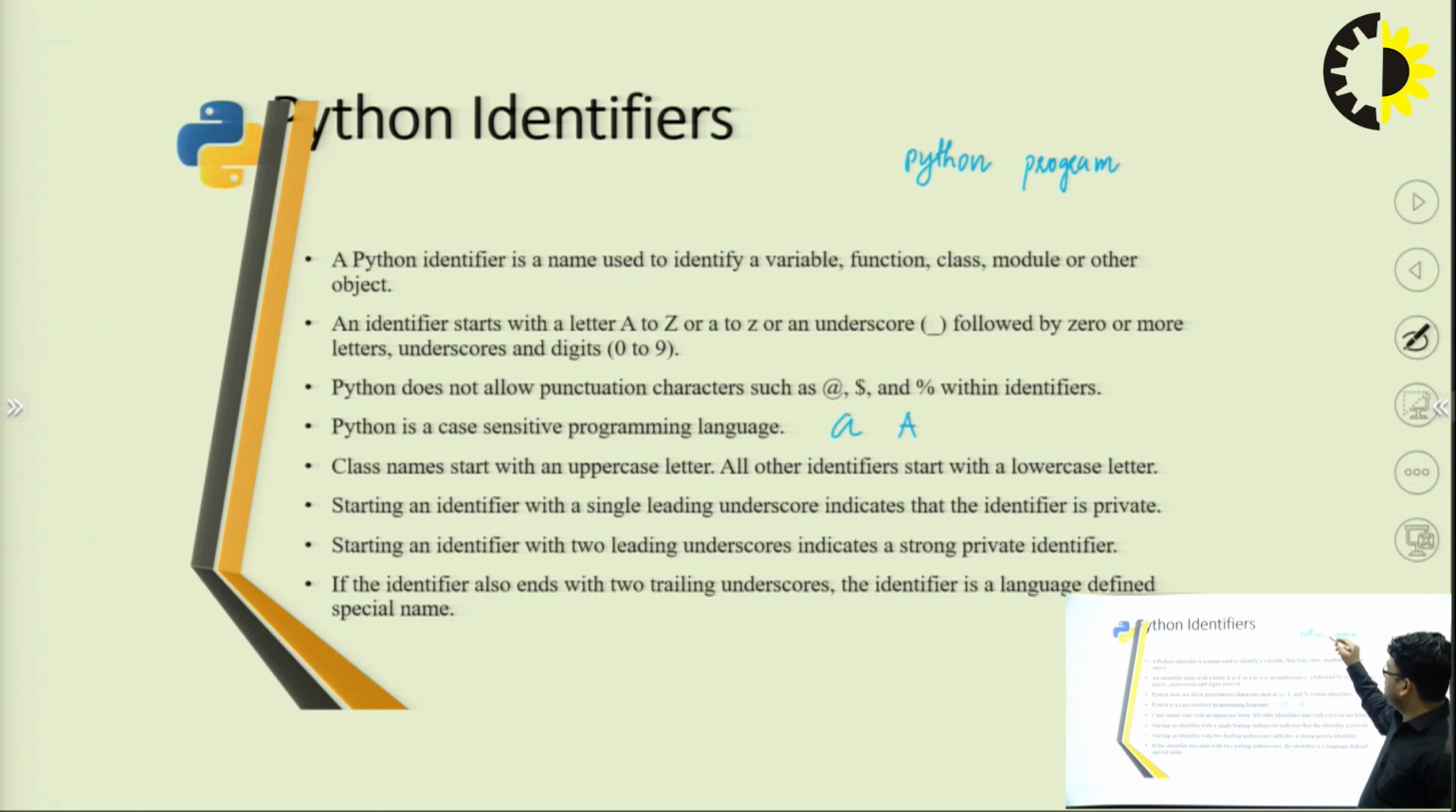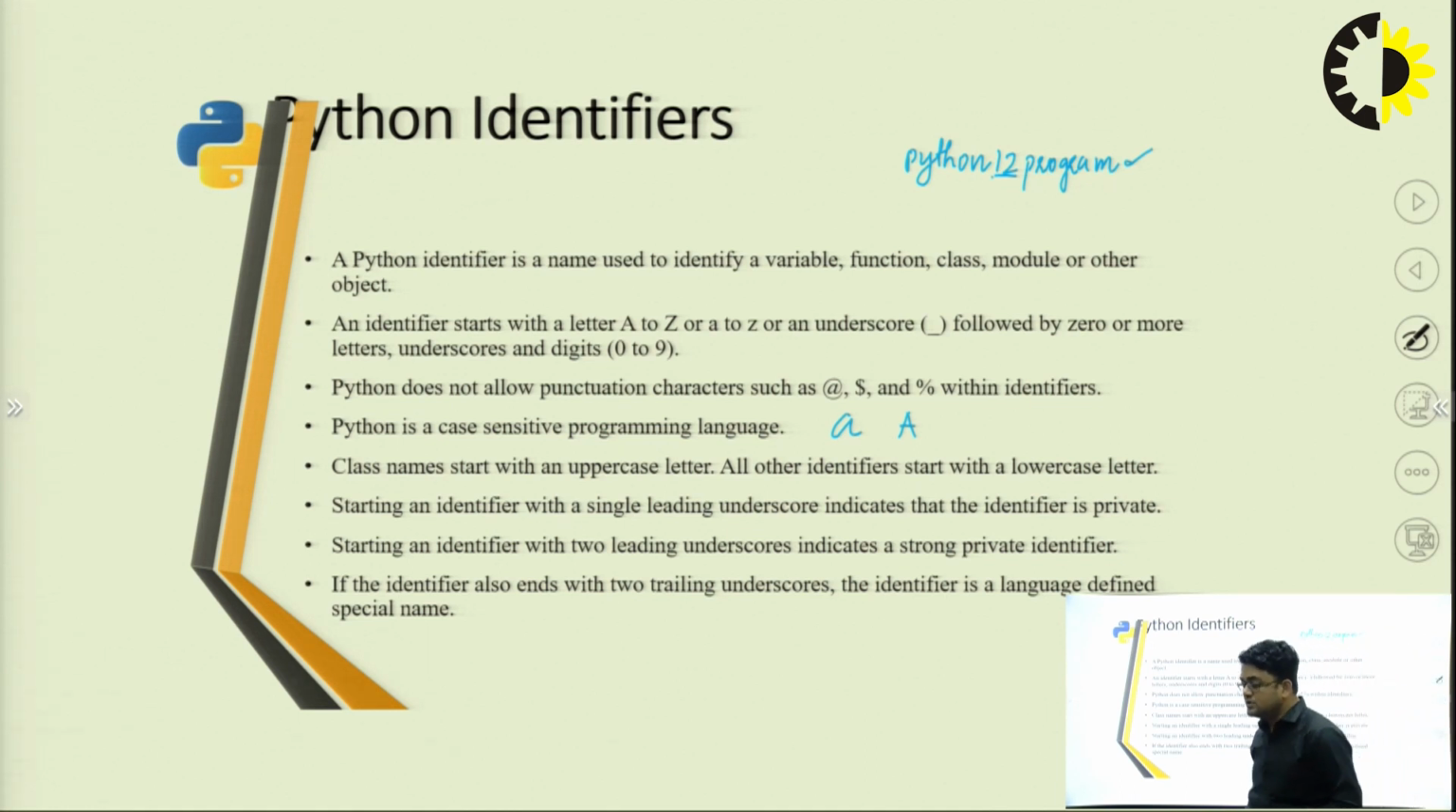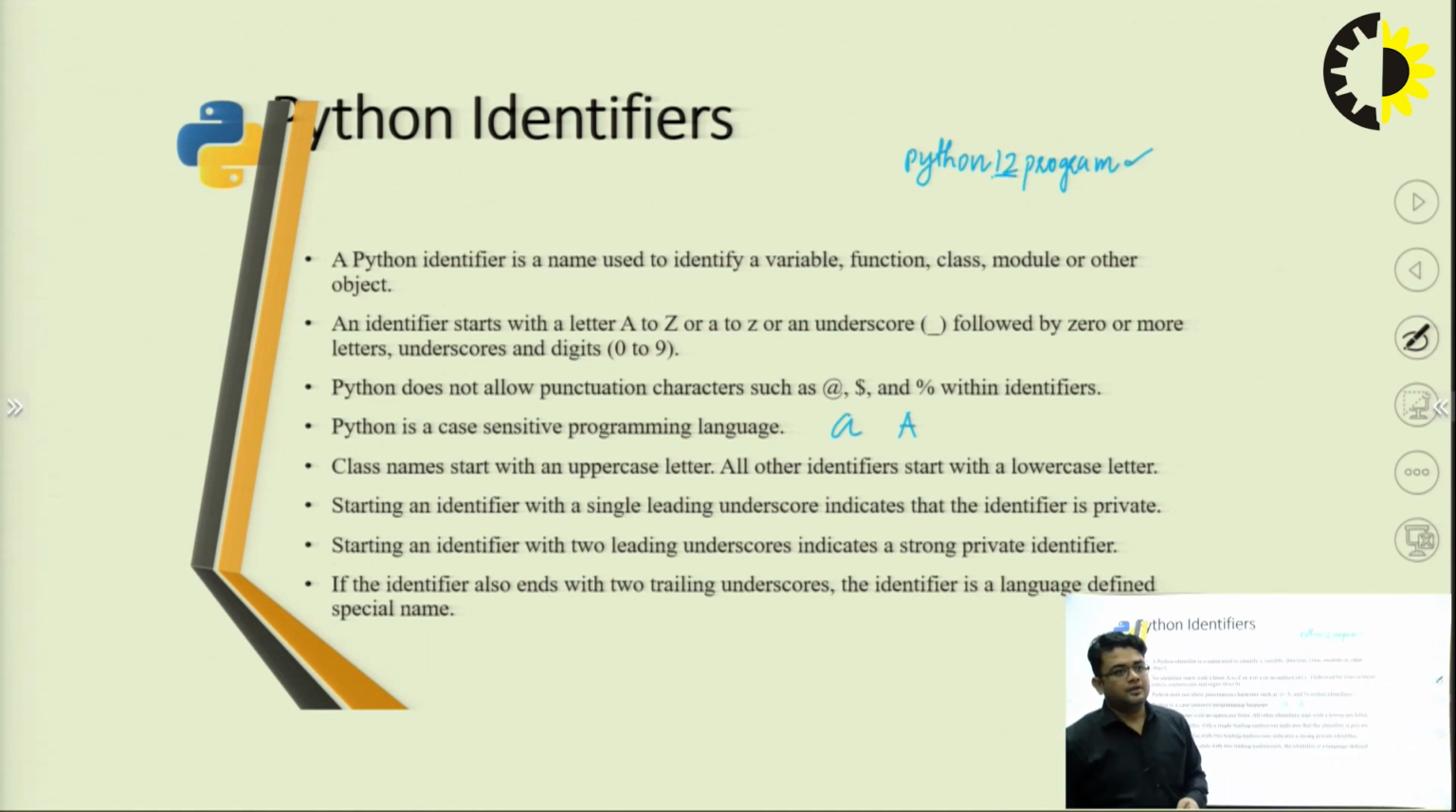Either we need to separate this with an underscore, which will be valid, or we can use digits in between. We cannot use a digit at the start, but after that we can use digits also. So these are a few rules I must say that we must remember while creating Python identifiers.